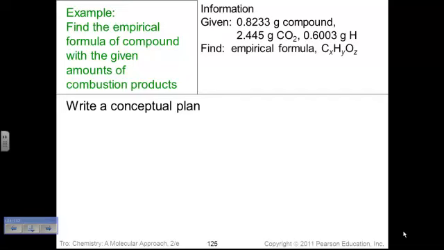Let's look at a conceptual plan. I have to clear my throat. Sorry. Grab water. Thank you for your patience with that.